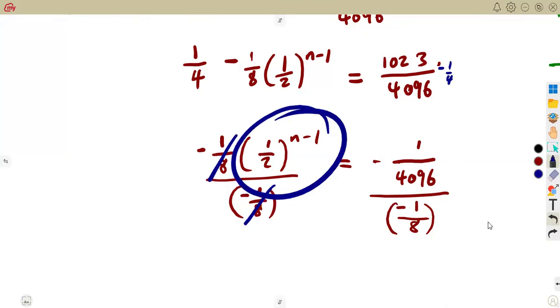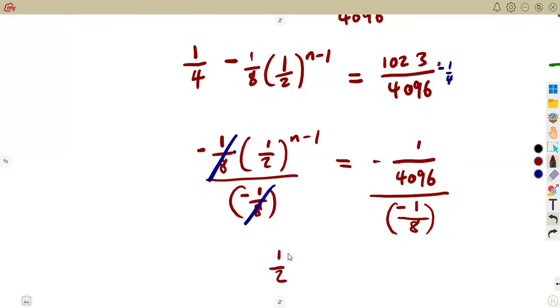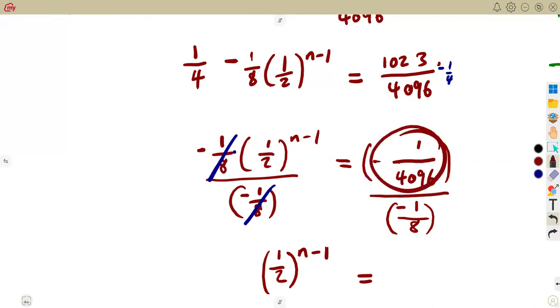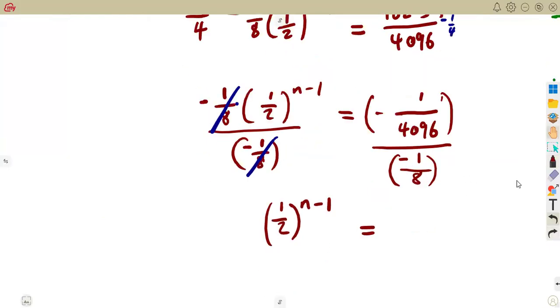You are remaining with what? 1 over 2. So that was going to be 1 over 2 to the exponent of n minus 1, which is equal to what? You have to divide now these two. So this one is just like we've got a bracket like this. So is this bracket divided by this bracket. Make sure you use your calculator properly. That was going to give us a fraction, all right, which is 1 over 512. This is what we have.